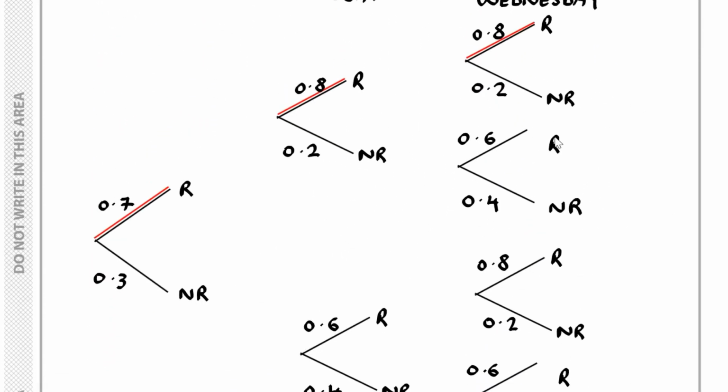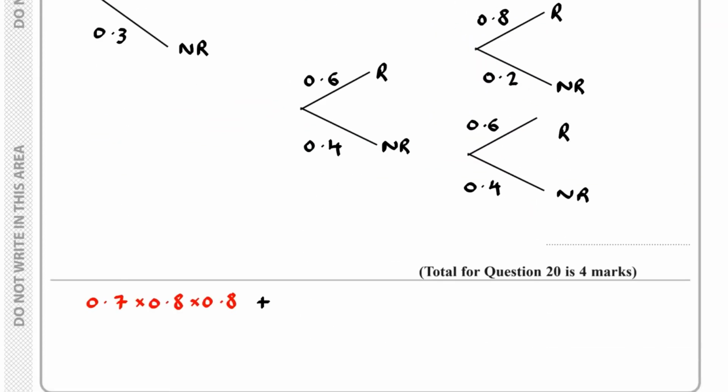Well, I still want it to rain on Wednesday. So if I want it to rain on Wednesday, well, how do I go here backwards? Well, it could rain on Monday, then not rain on Tuesday, but then rain on Wednesday. So here I've got 0.7 times 0.2 times 0.6.